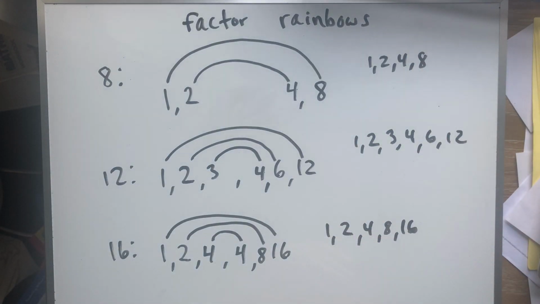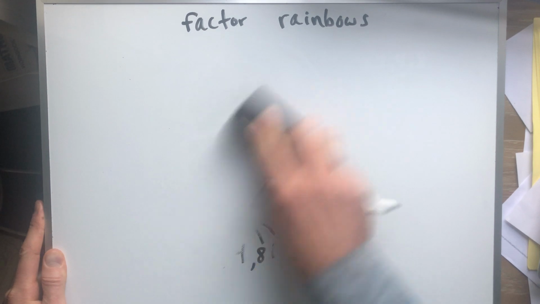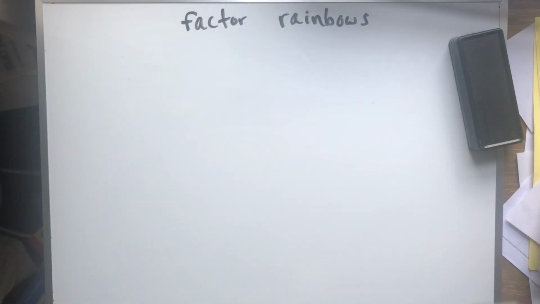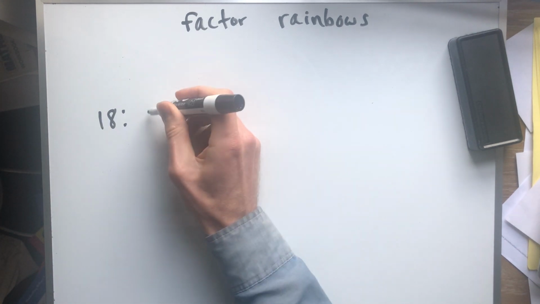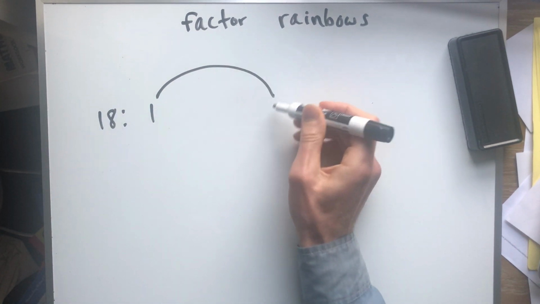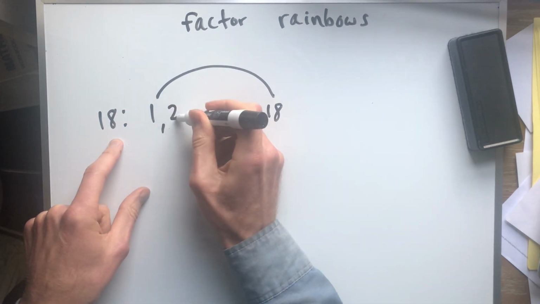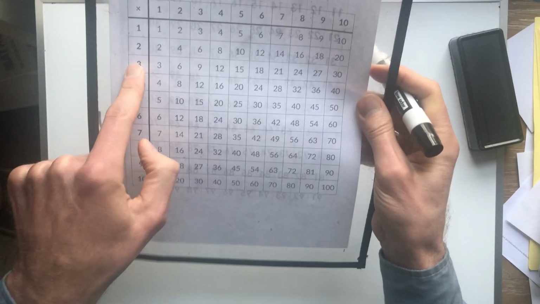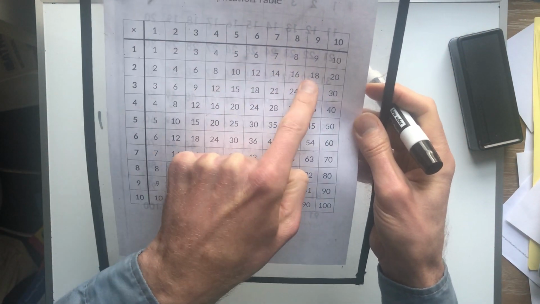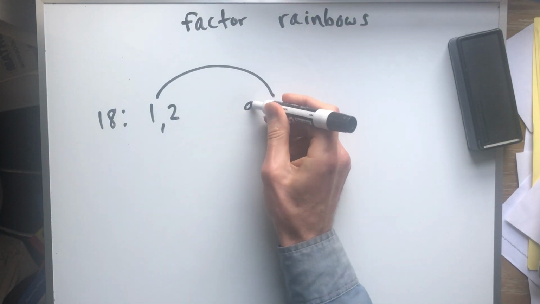I'm just going to do a few more from yesterday to review those. And then you can do a few factor rainbows yourself today. That's going to be the assignment. So let's do 18. That was the next one. 1 times 18 equals 18. I know 2 goes in because it's even. 2 times, if you're not sure, check your 2's. Right there, 2 times 9. 2 times 9 is 18.